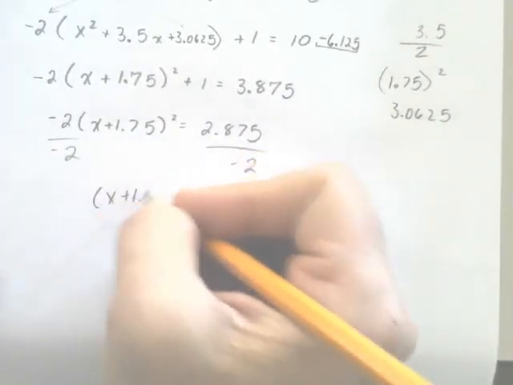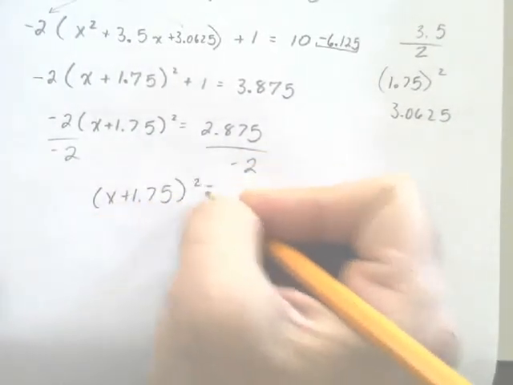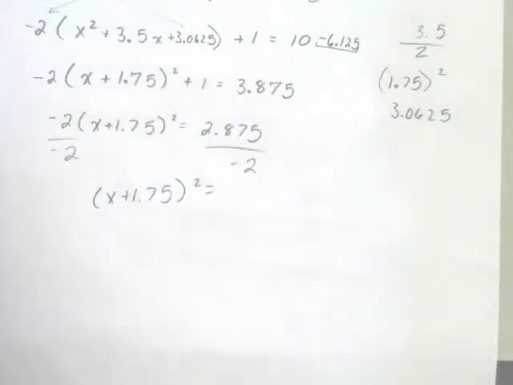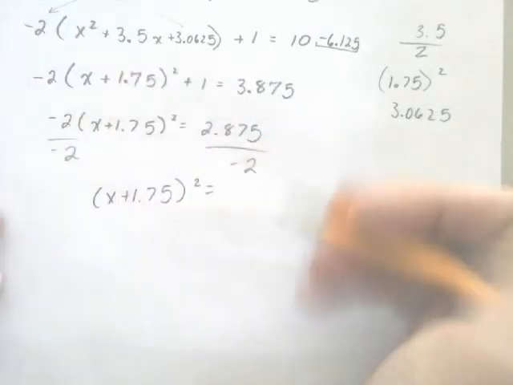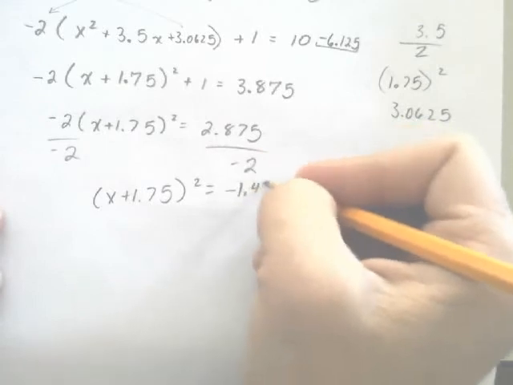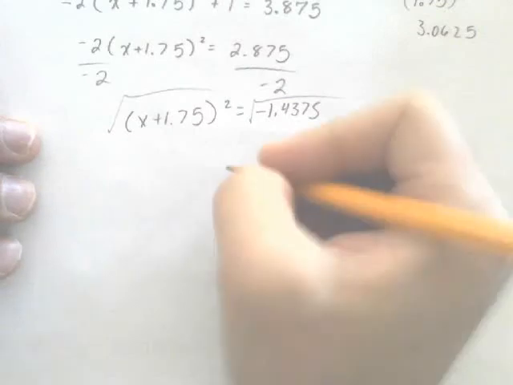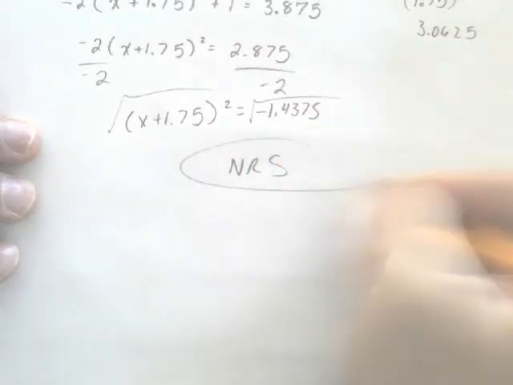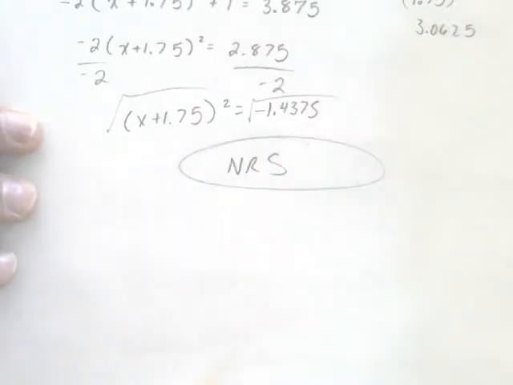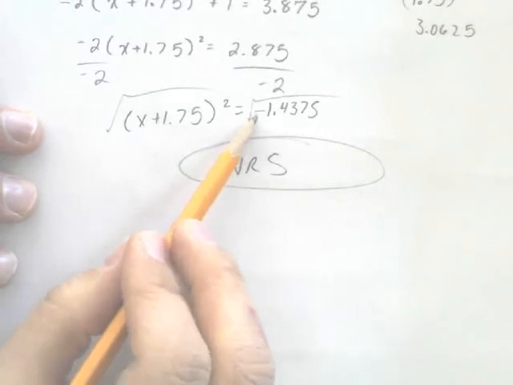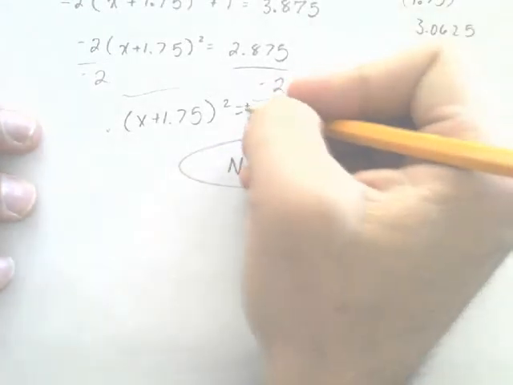So x plus 1.75 squared equals negative 1.4375, square root, no real solution. And the reason that there's no real solution is because I took the square root of a negative number.